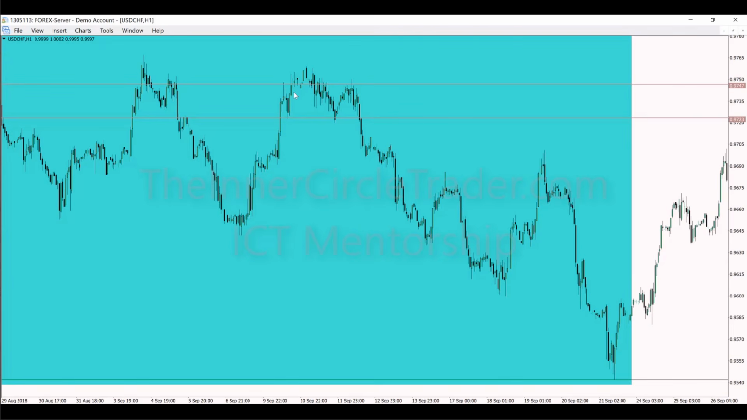Even though we have this deep rally up, what's actually happening? We have a market maker buy model. We have consolidation. Okay, this whole consolidation, this low to the high, that's the range. Price trades back up into it here. That's your return for consolidation. Distribution should kick in. It does.